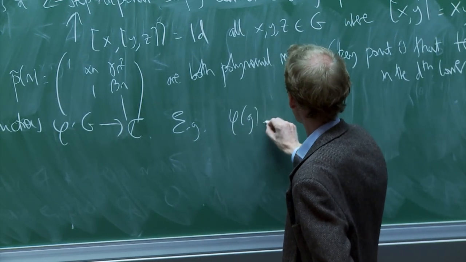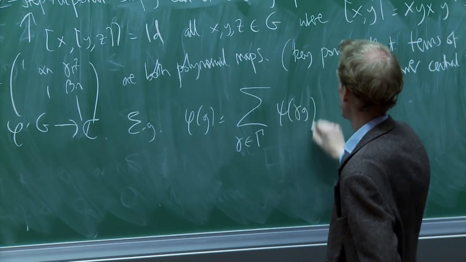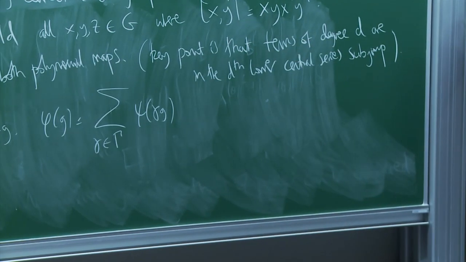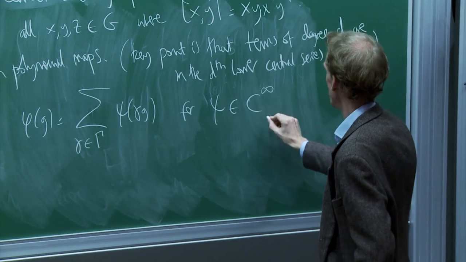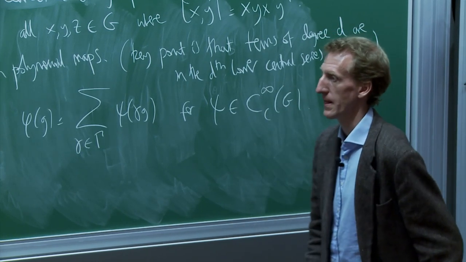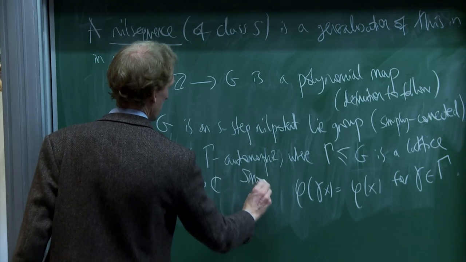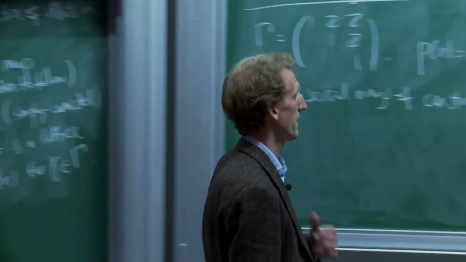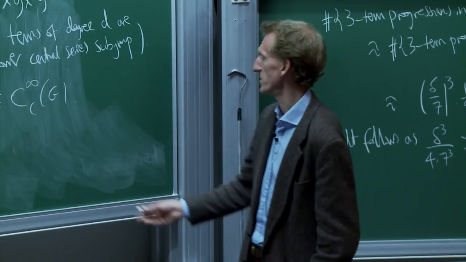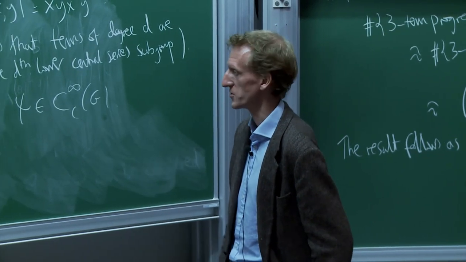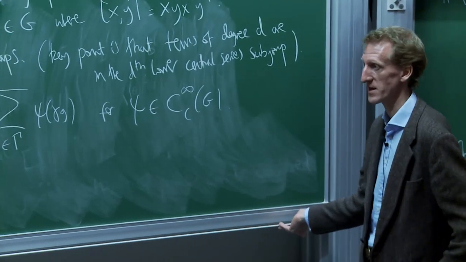phi of g is just the sum over gamma in Gamma of psi of gamma g. So you just take a fixed function psi and translate it around by gamma, provided that psi is some compactly supported function on G. I should say I want my automorphic functions to be smooth, C infinity. That's important. So you could choose your favorite compactly supported function on G and translate it like this to get an automorphic function. In the notes, I have a calculation where I show that by choosing psi judiciously, you actually get the classical Jacobi theta function this way.